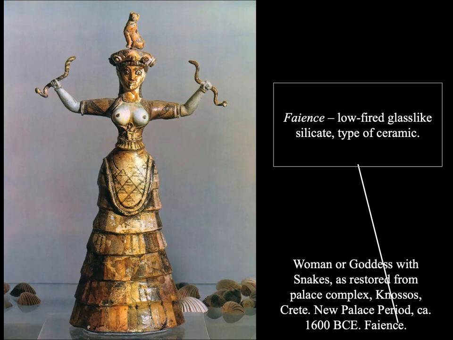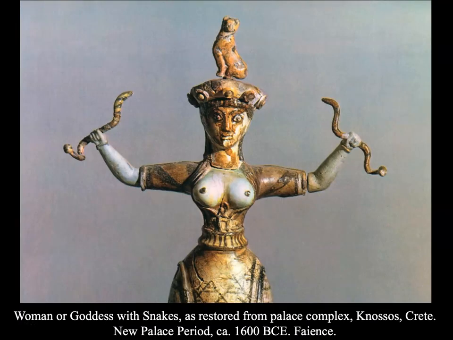She looks like a regular Minoan woman, connected to a lot of that other iconography, but this snakes, hat, cat image is a mystery, right? Why does she have this cat on top of her head and hold snakes? We don't know how much to trust Evans' interpretation of this work. But it was created in faience, a low-fire glass-like silicate. And this is a close-up here.